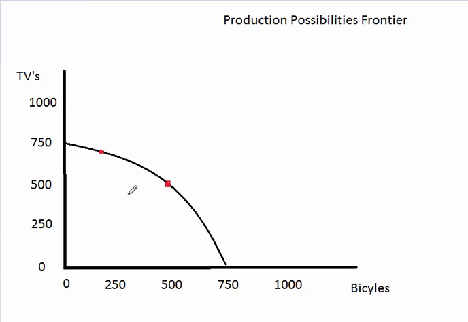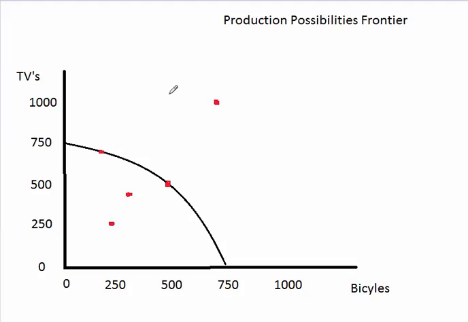Now, if you're inside the curve, like somewhere in here, or say you're making 250 bicycles and 200 TVs, so you'd be around here. This is also feasible for this nation to do, but is not efficient because they are not making the most products they possibly can. Now, if we're out here somewhere, say 750 bicycles and 1,000 TVs, this is not feasible. There's no way that this nation can produce this given this graph, because it's outside of this curve right here, so we know that this is infeasible for this nation to produce.